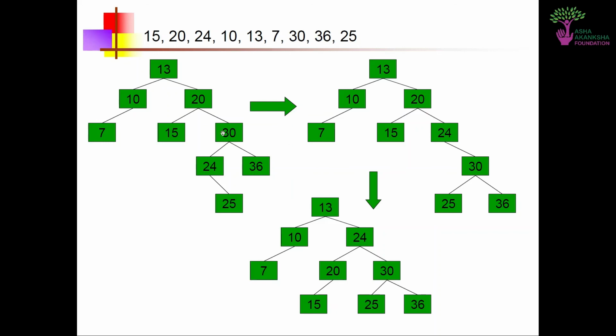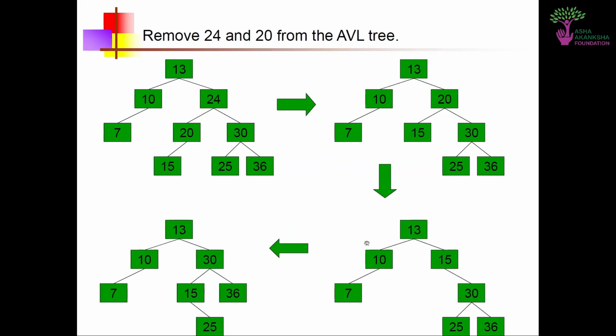So this is a double rotation case. First we apply a single rotation, so 24 comes to the top, 30 goes to the right, and then after that this becomes the case of right-right, so we perform a single rotation anti-clockwise. So 24 comes to the top, 20 and 15 drop to the left subtree, and 30, 25, 36 go to the right subtree. So here we can see that the AVL property is being satisfied.